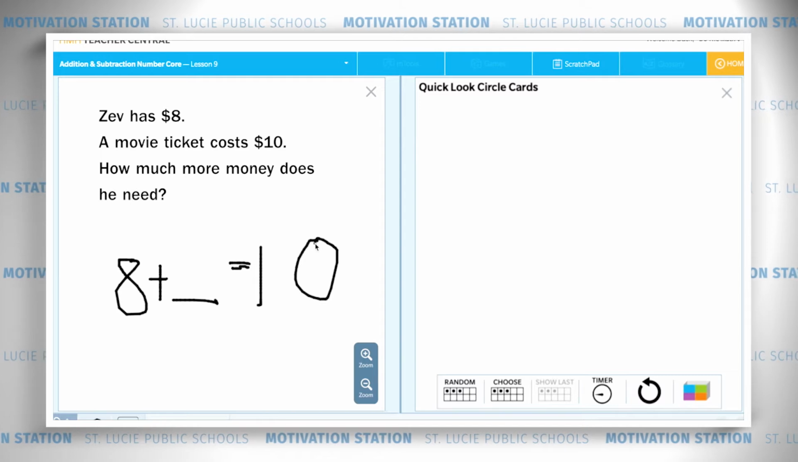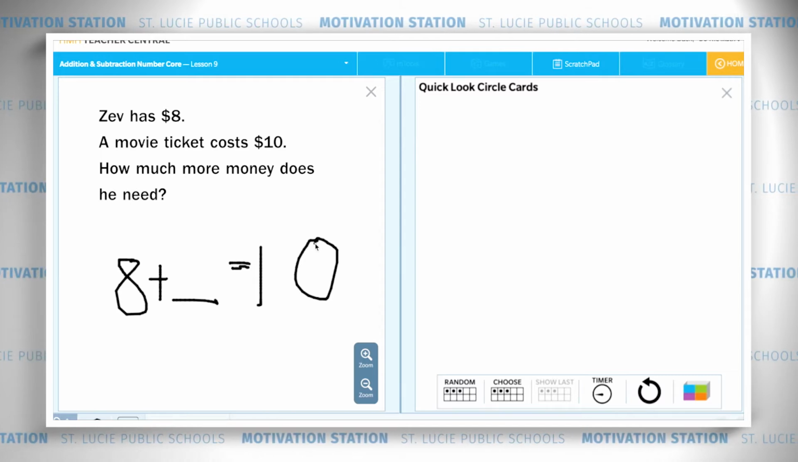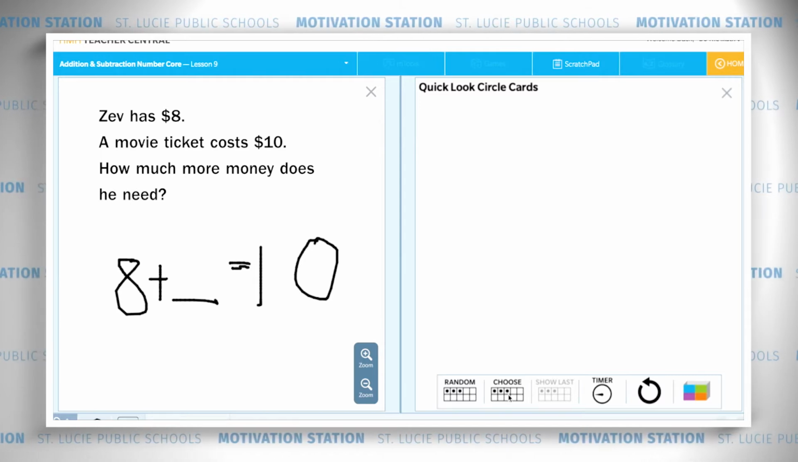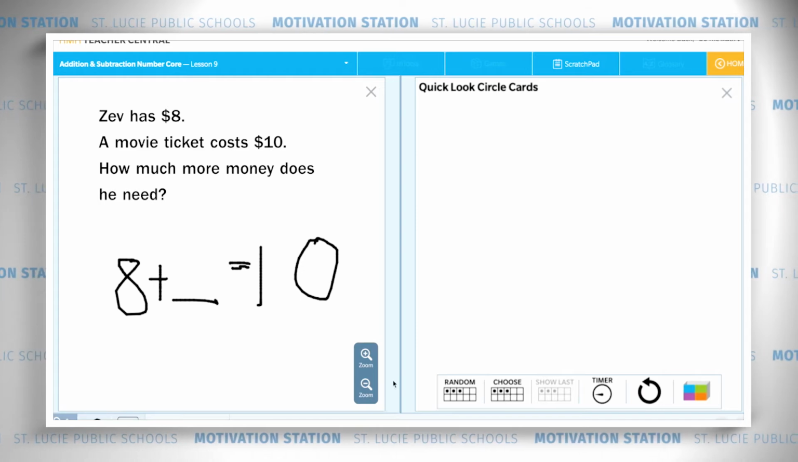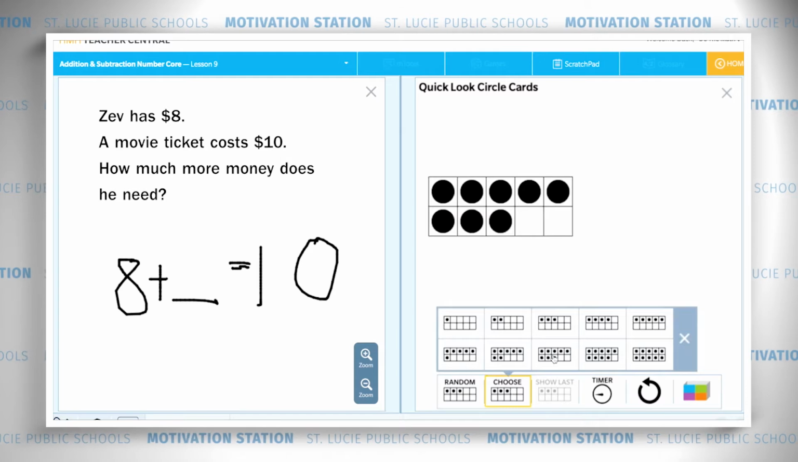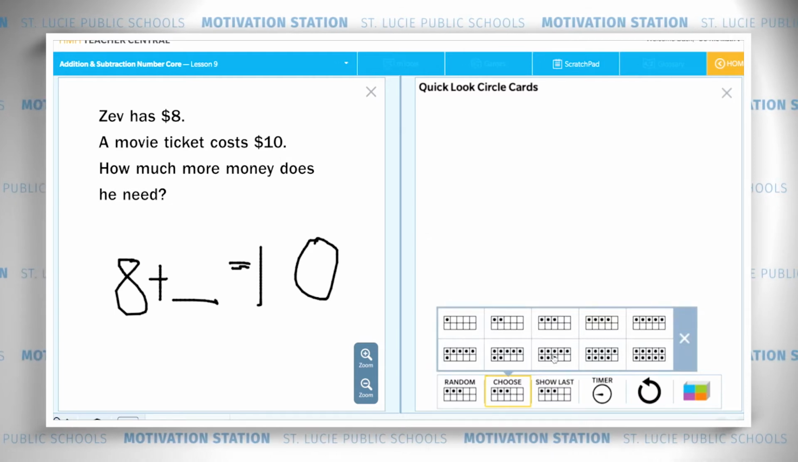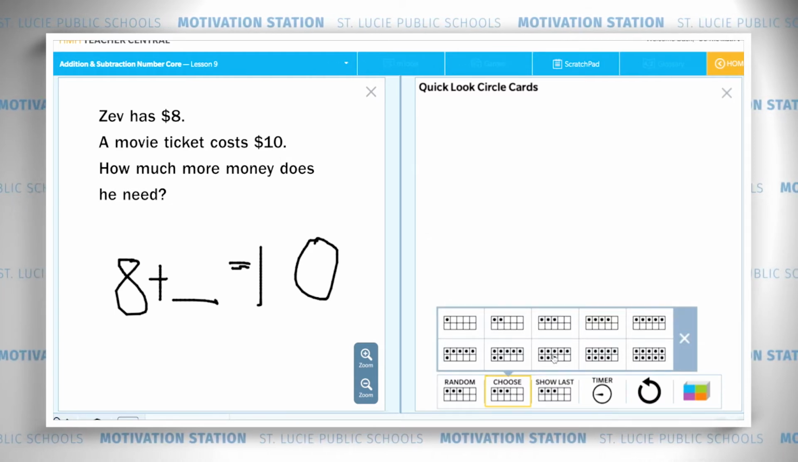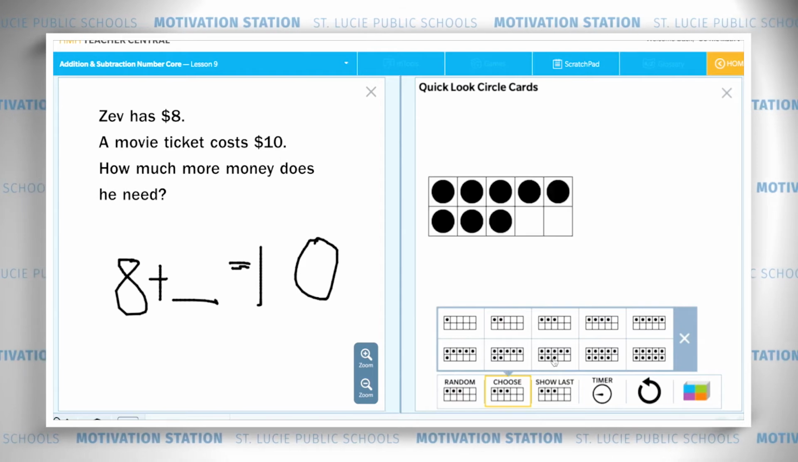Okay, so we can use the quick look card 8 to see how many more to make 10. So I'm going to show you the quick look card. Ooh, I'm going to unclick my writing tool. Okay, here it is. How many more do we need to make 10? I'll show you one more time.